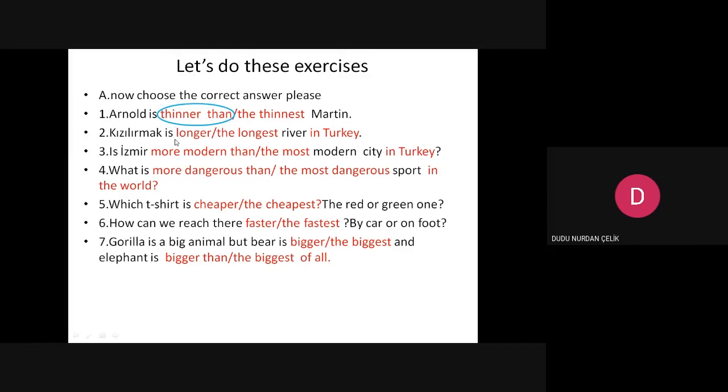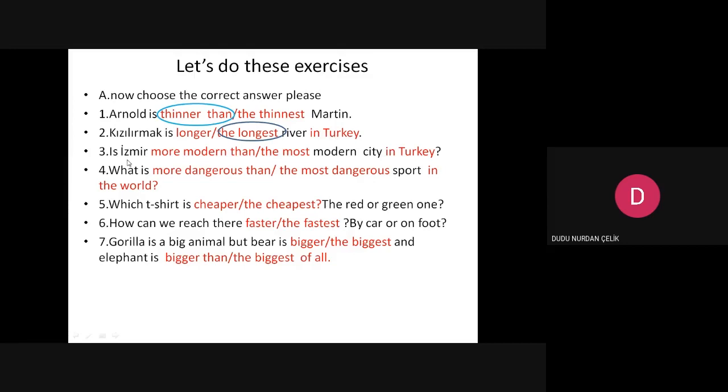And the second one, Kızılırmak is a river. And we're talking about the rivers in Turkey, all of the rivers in Turkey. So we must say the longest, because we compare Kızılırmak with all of the other rivers. So we choose Kızılırmak is the longest river in Turkey. Then comparative or superlative.